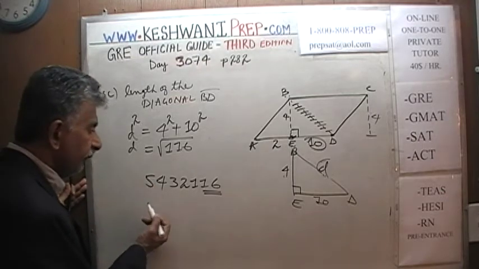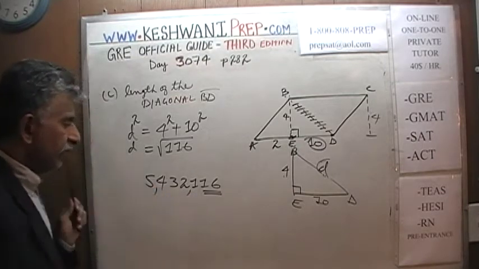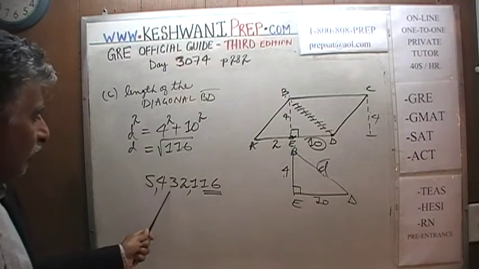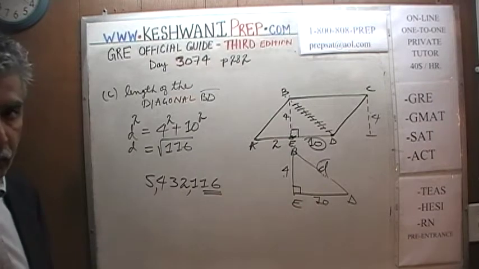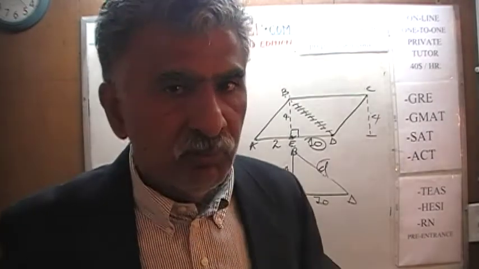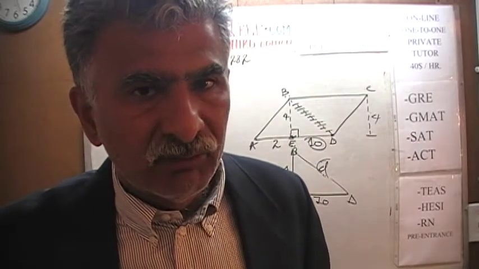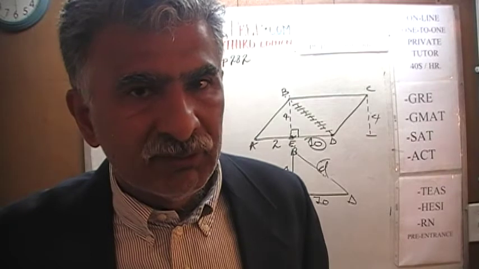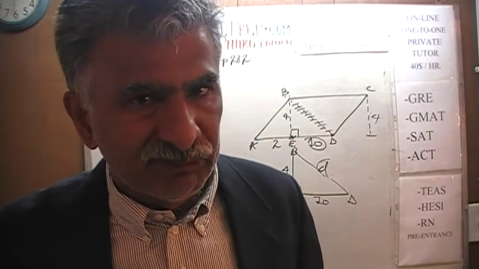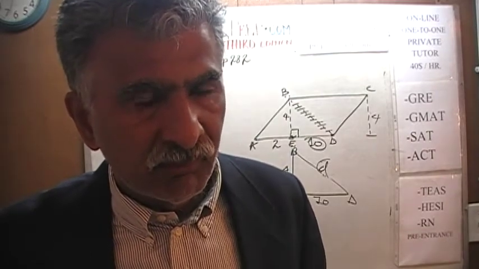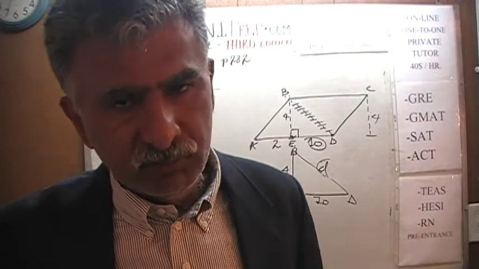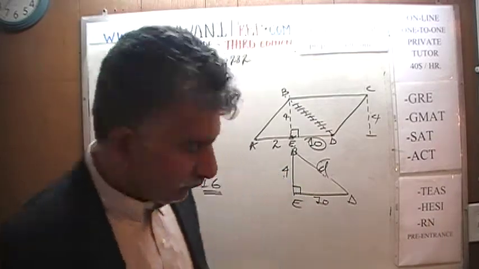Doesn't matter. You understand? If somebody comes up to us and asks us, is 5,432,116 divisible by 4? We don't have to pay attention to the fact that it is 5,432,116. What we need to pay attention to is that at the very end we heard 16. And since 16 is divisible by 4, the entire quantity is divisible by 4. Do you understand?